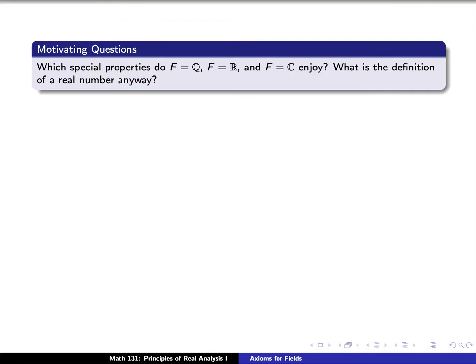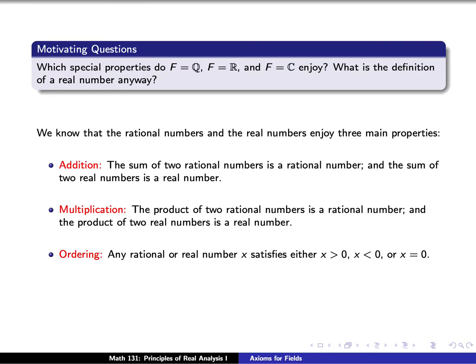Now, we've seen properties here of the natural numbers, but what are some properties that the rational numbers Q, the real numbers R, and the complex numbers C satisfy? In fact, what is the definition of a real number anyway? Well, we know that the real numbers and the rational numbers satisfy at least 3 big properties.